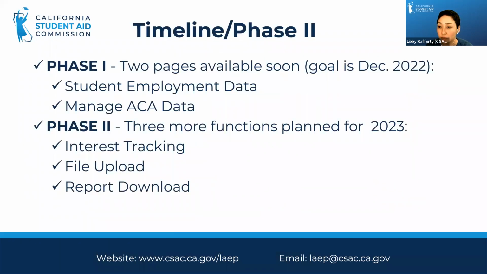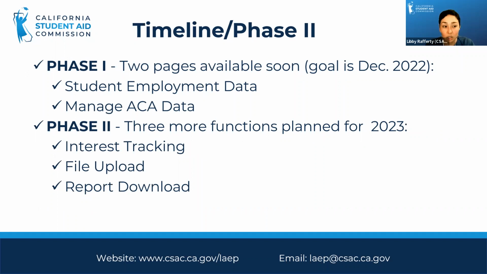Let's talk about the timeline and the different phases, because I think that'll answer that question as well. Phase one, which we're hoping to launch in December of 2022, just within the next couple weeks, will have those two screens we just talked about, the student employment data screen and the manage ACA data screen. So you'll be able to input that data within the next few weeks. In phase two, we're planning to have 3 more functions. They might be separate pages or they might be built into the Cal Grant system that's already built. We don't know yet.